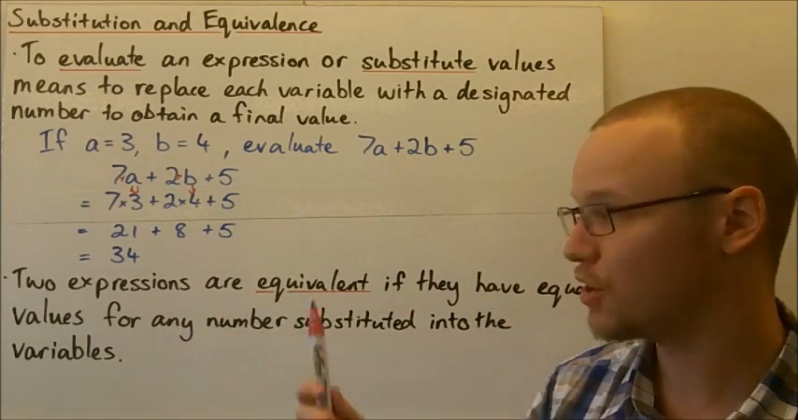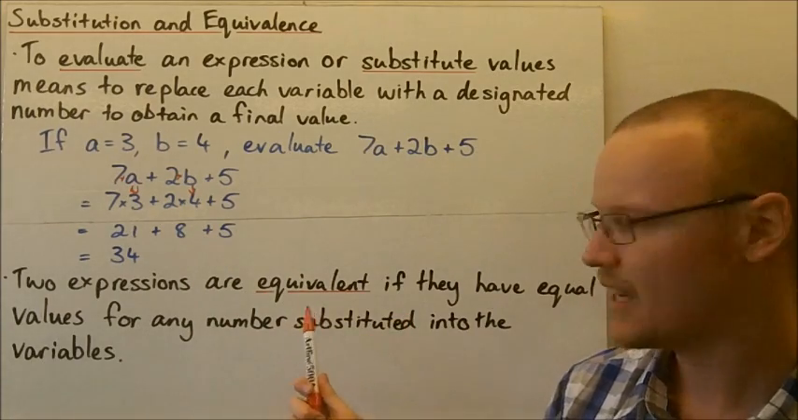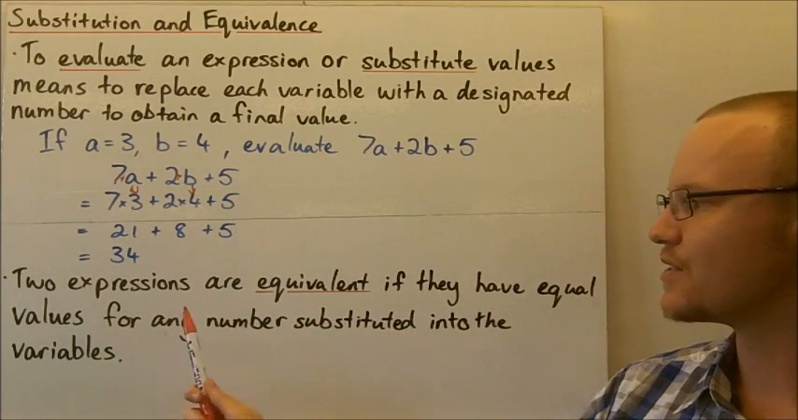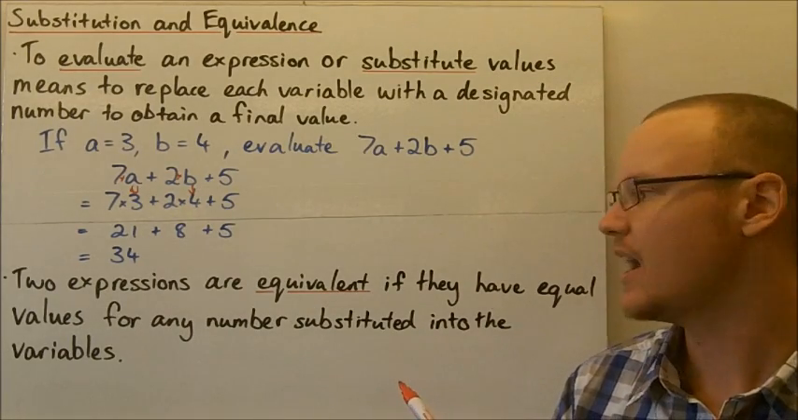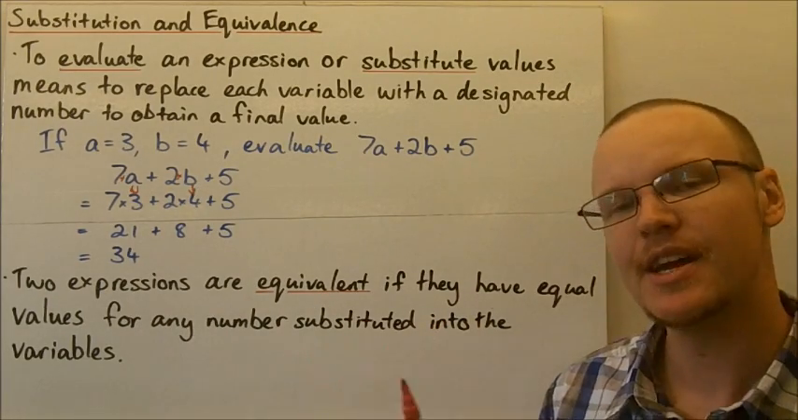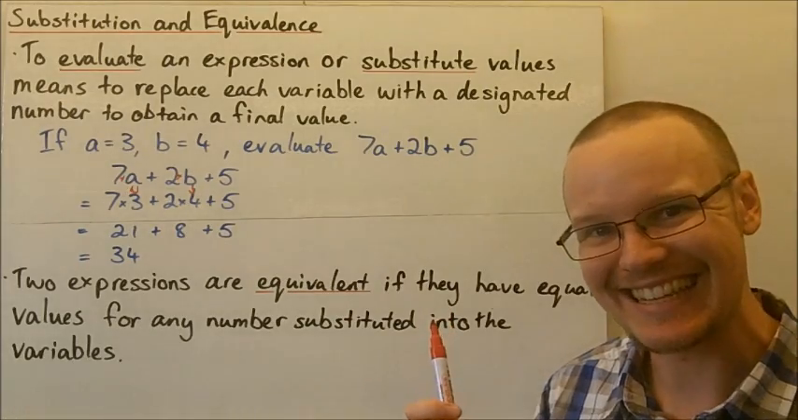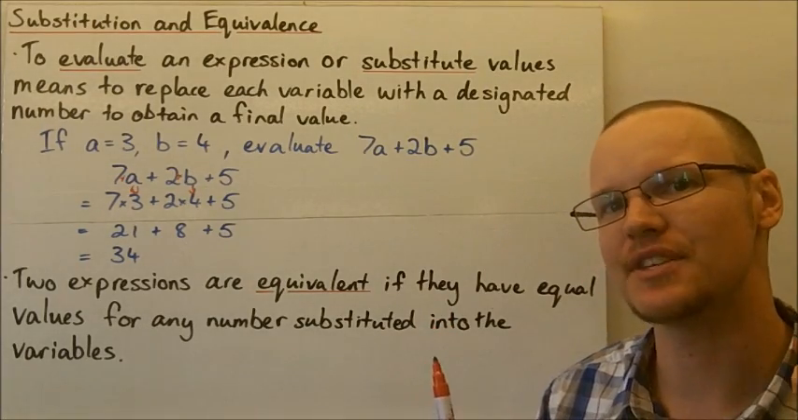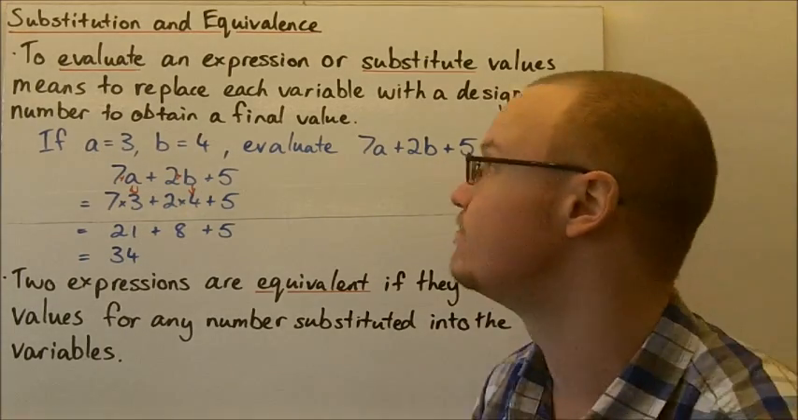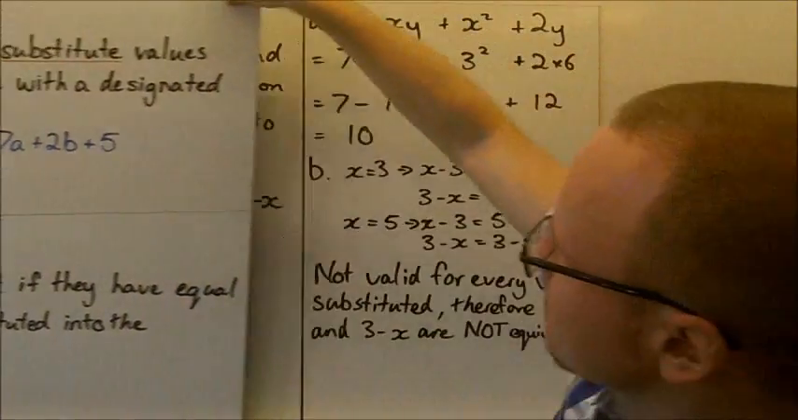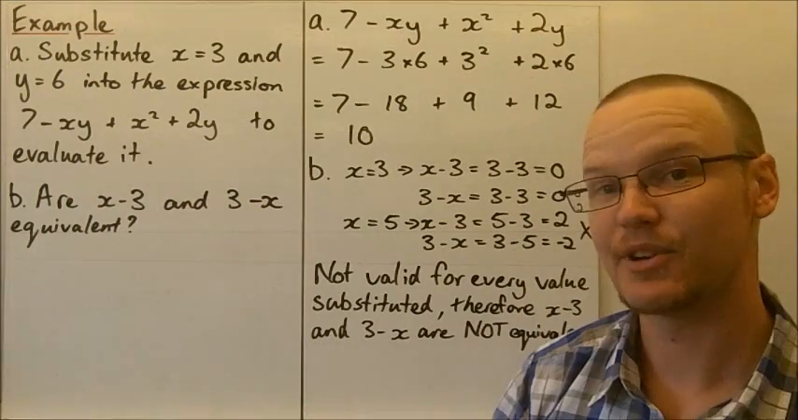Two expressions are equivalent if they have equal values for any number substituted into the variables. So equivalent expressions are going to get the exact same answer if you substitute in the same number for the same variables each time. So we've got a couple of examples.